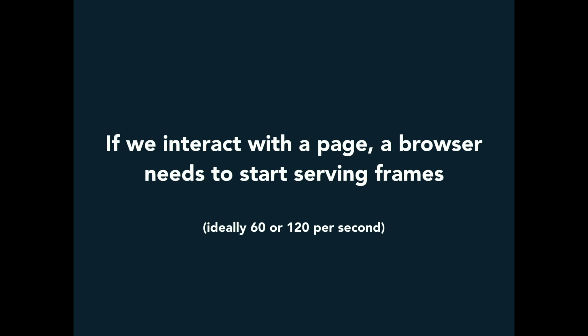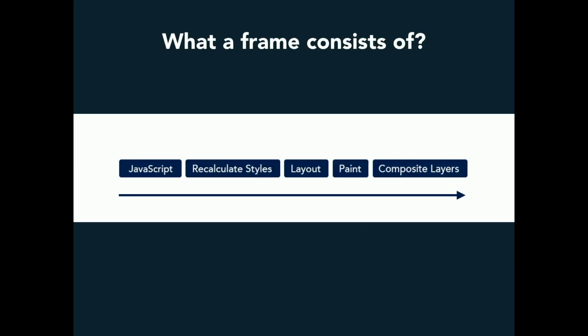So the bottom line is, if we interact with the page, the browser needs to start serving frames, be it 60 or 120 frames per second. But what does a frame really consist of? In a frame, we have a sequence of steps. This is something you can also see in your performance panel, for example. And we here see the steps like JavaScript, recalculation of styles, layout, paint, compositing layers. The thing you need to know is that these steps need to happen in sequence.